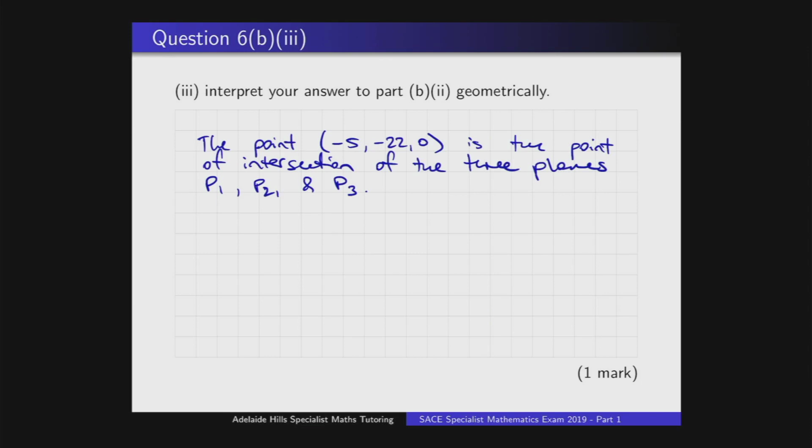Okay, so you've got 3 planes in space. None of them are parallel to the others, and so the first 2 planes intersect in a line, and then the third plane cuts through that line at a single point. That's the point minus 5, minus 22, 0. Okay, so that was all that we needed to do to answer question 6.